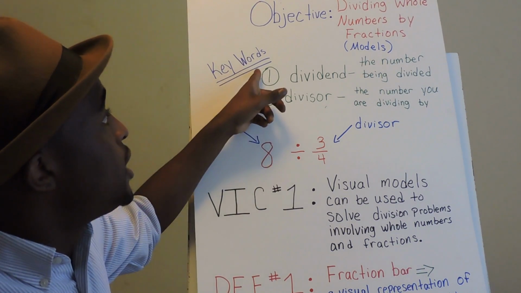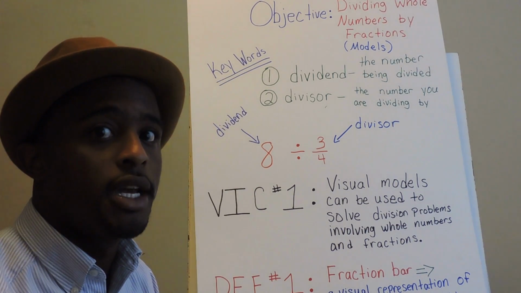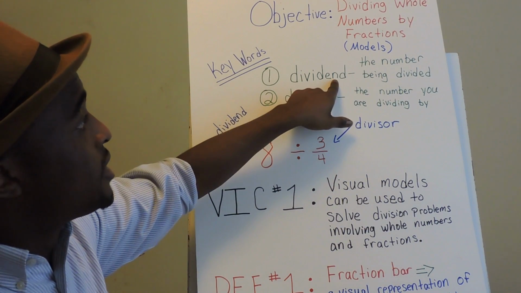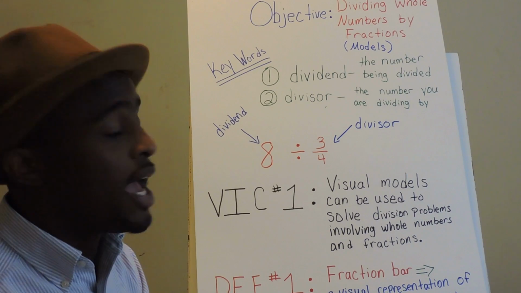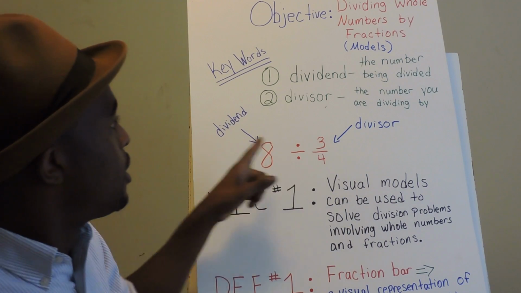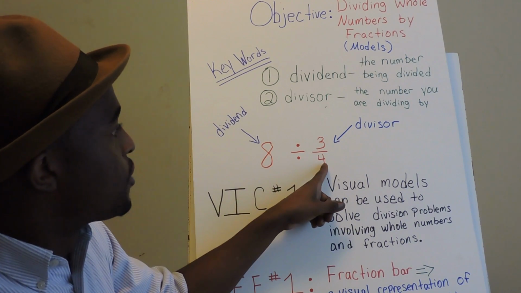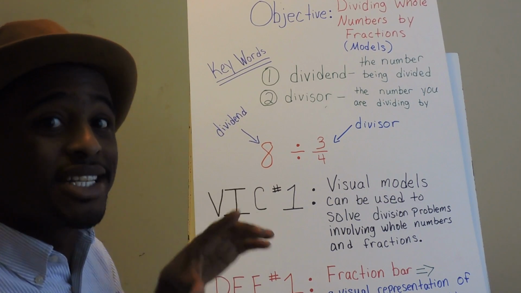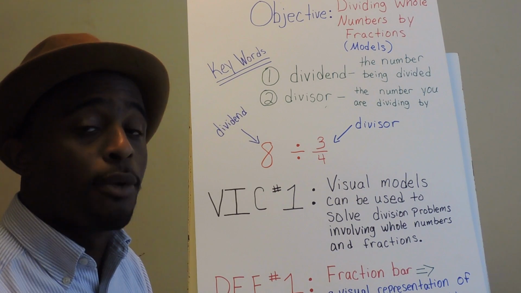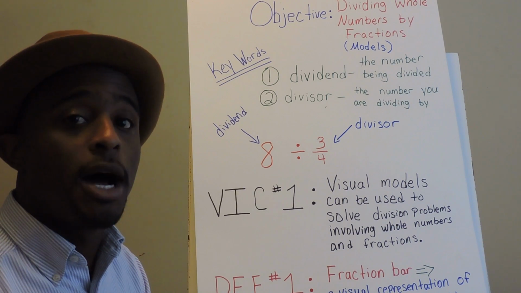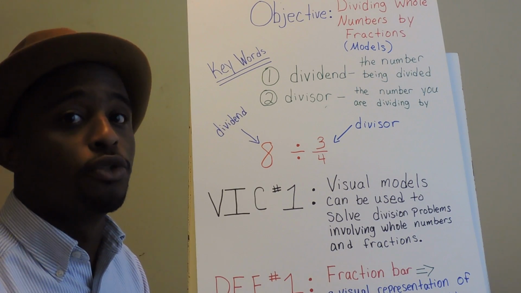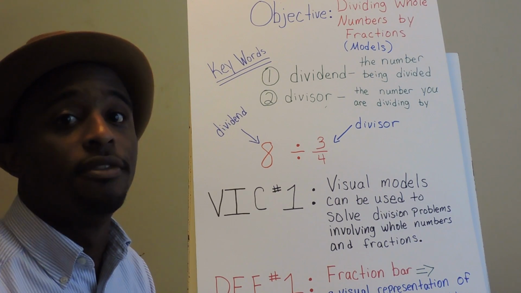Alright, let's go over some key words that you're definitely going to have to understand in order to get through this video. This should be a review. Dividend is the number being divided, and the divisor is the number you are dividing by. If we look at this example, 8 divided by 3/4, 8 would be my dividend because that's what I'm dividing up, and 3/4 would be my divisor because that represents either the number of groups I'm making or the number that goes into each group, just depending on the type of division that we're doing.